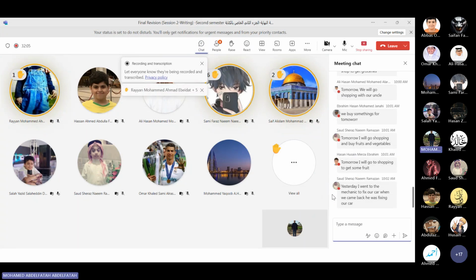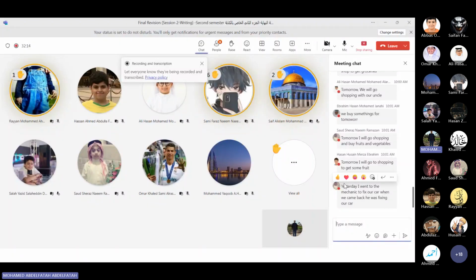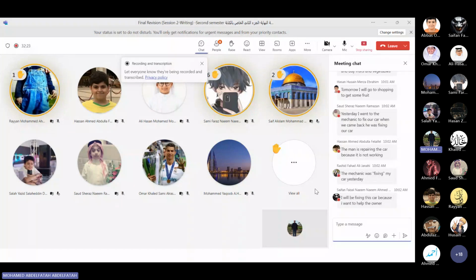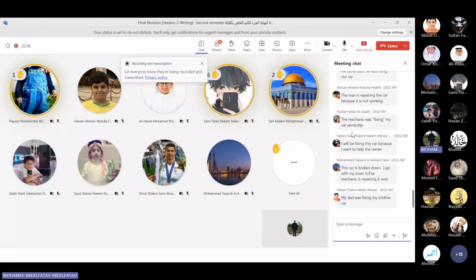Saud, again, don't use yesterday. We are using the present continuous, am or is or are plus ing. How can you use yesterday with ing? In your sentence, you say, yesterday I went to the mechanic to fix our car. When we came back, he was fixing our car. Use the present continuous. Saud, am or is or are plus ing.